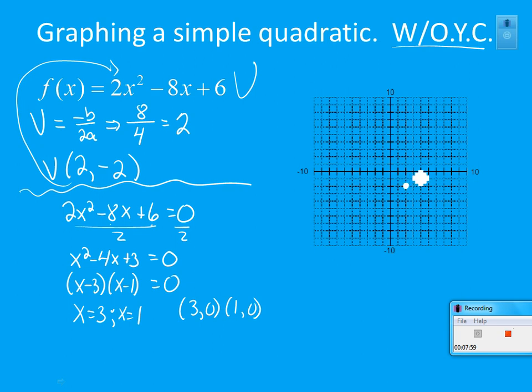So let me go over here now, (3, 0) and (1, 0). I technically have enough to graph this. But let me also go get my y-intercept, just so I can be more accurate. So I'm going to let x be 0. If I let x be 0, I get 6 as my y-intercept. So 1, 2, 3, 4, 5, 6. And then because of symmetry, I know there's another point right there. So when I graph this, there I got it. So there's what we got so far.